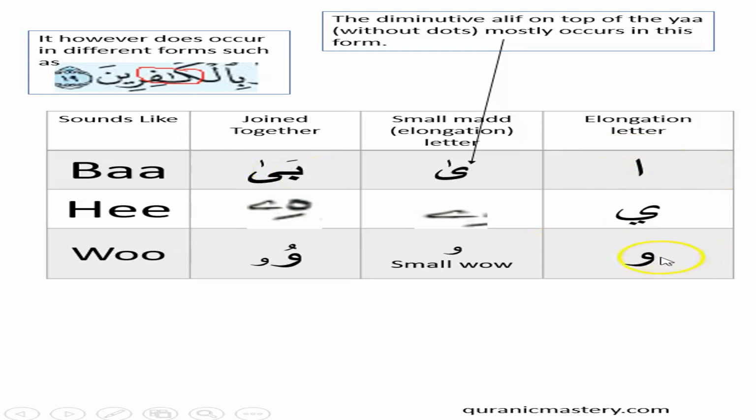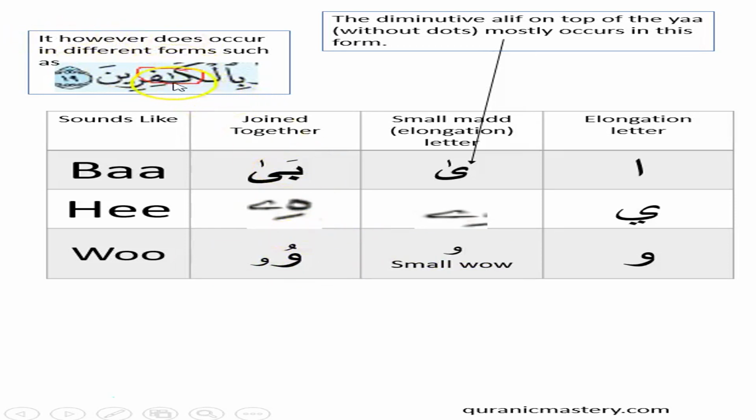Okay, and then waw, the diminutive med for waw is a small waw. Okay, so it's a very small waw that occurs afterwards, and we can say it's woo, woo, woo. Okay, so it's very clear.